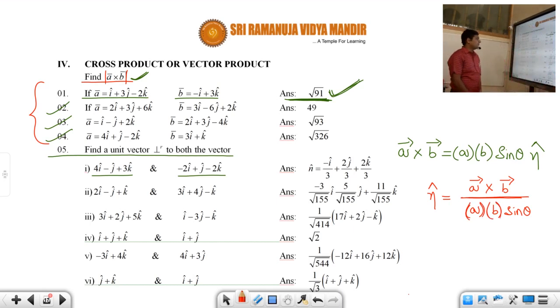Now A is nothing but the magnitude of this one, students. A is nothing but the magnitude of first vector, and B is the magnitude of the second vector, and sine theta is the angle between the two vectors, students. Okay. So if you calculate this one, then you will get the unit vector which is perpendicular to both the vectors. Okay, students. So I think I'll solve one problem, then you will understand.